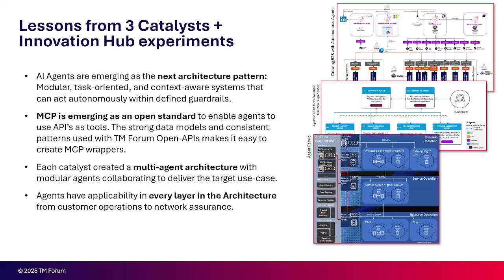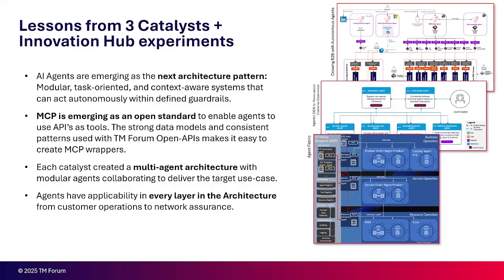First, AI agents are clearly emerging as the next architectural paradigm: modular, task-oriented, context-aware systems that operate autonomously within defined guardrails. Second, Model Context Protocol, or MCP, has become the de facto standard for how agents use APIs as tools. The strong data models and consistent patterns in TM Forum open APIs make it relatively straightforward to create MCP wrappers, enabling agents to interact with these APIs using natural language.